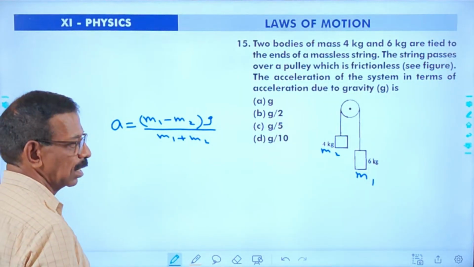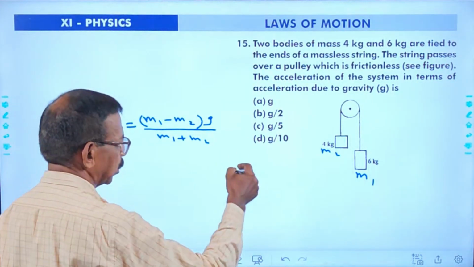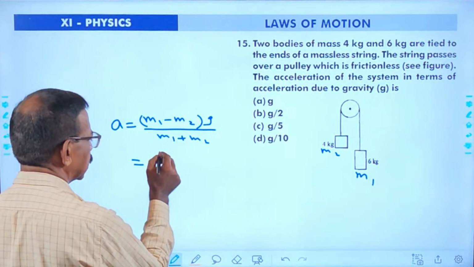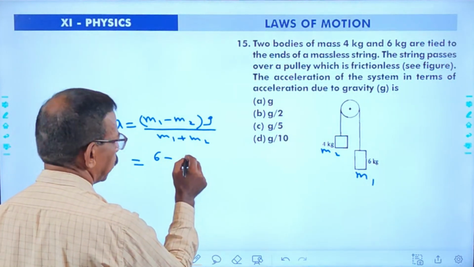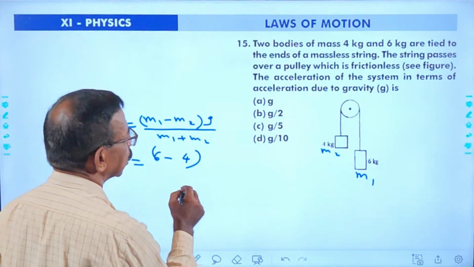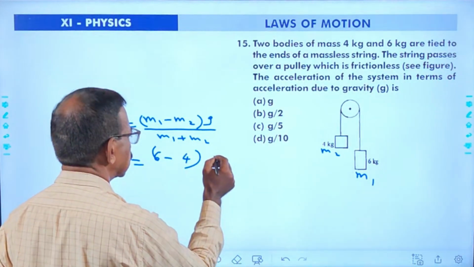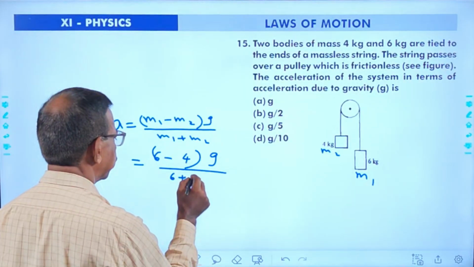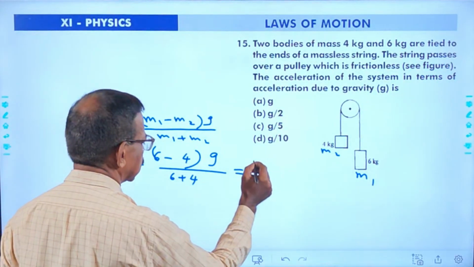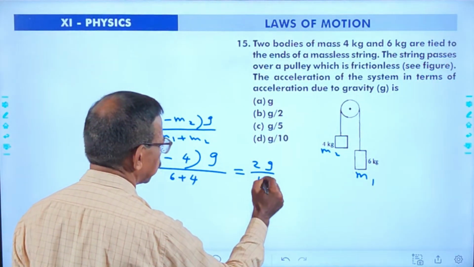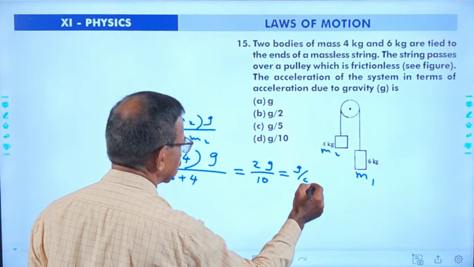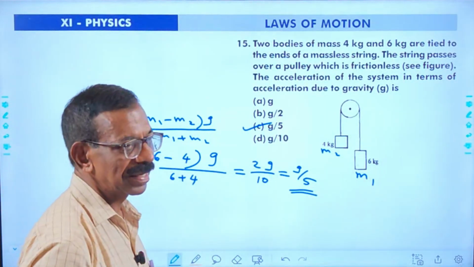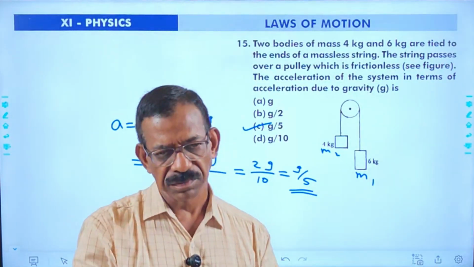There may be another case like horizontal motion, where one of the bodies may be on a table. Here it is vertical motion. Here the answer is 6 minus 4 into g, then 6 plus 4. That is 2g divided by 10. The answer is g by 5, option C. Here the correct answer is option C.